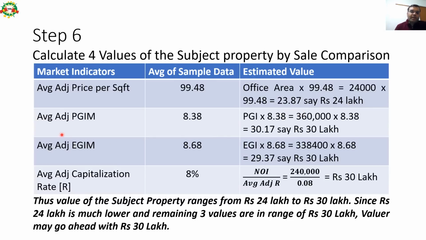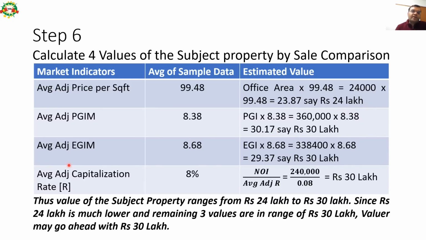Likewise, if we multiply the average adjusted PGIM of sample data with the PGI of the subject property, that will give us the approximate value of the subject property with the help of PGIM. So 3.6 lakh is the PGI of the subject property and 8.38 is the adjusted PGIM of the sample data. So this gives a value of 30.17 lakh, say 30 lakh rupees.